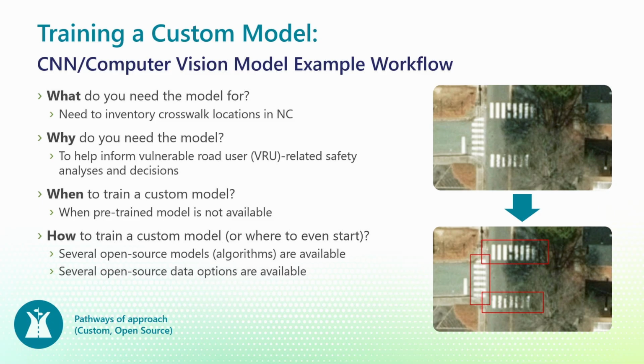And so for this example scenario, I'm trying to inventory essentially high visibility, or what I like to call zebra, crosswalks in North Carolina. And we have some examples on the screen here. And like Ian, I have a traffic safety background. And so having this sort of data can really help with certain safety analyses and decisions that we make.